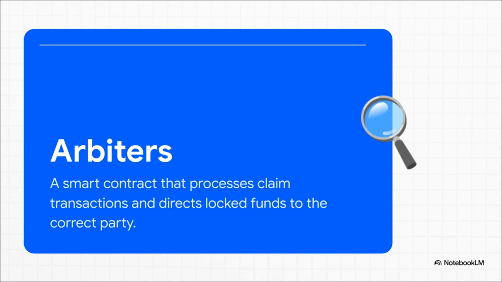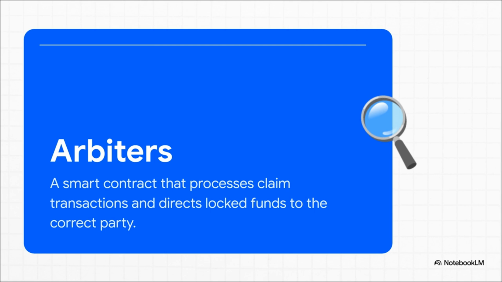All right, component number 3, the arbiters. So after a relayer has optimistically used their own funds to fill your request, the arbiter is how they get paid back. This is a smart contract, so it's on-chain, and it acts as the official referee. It processes the relayer's claim, checks all the signatures, and then directs the funds from your lock to the relayer.